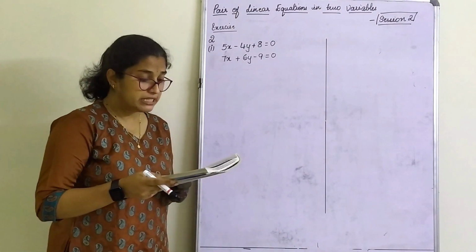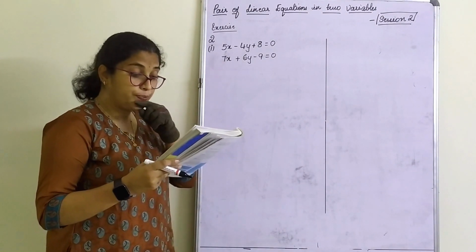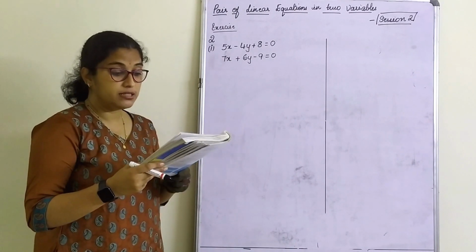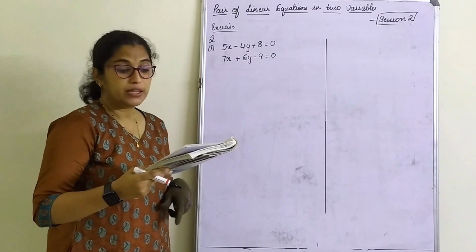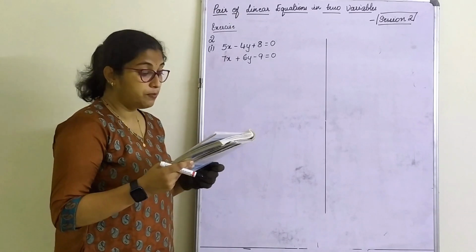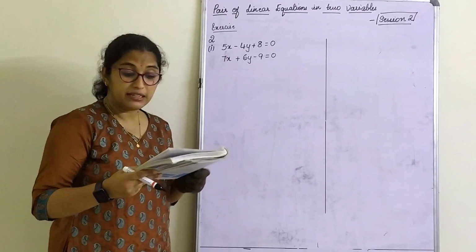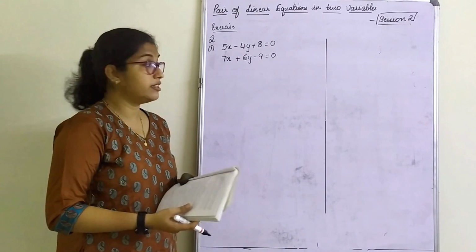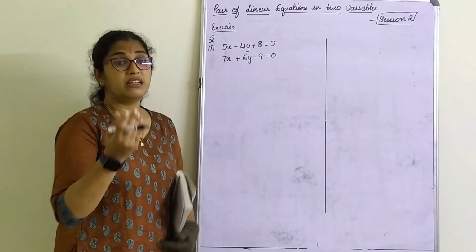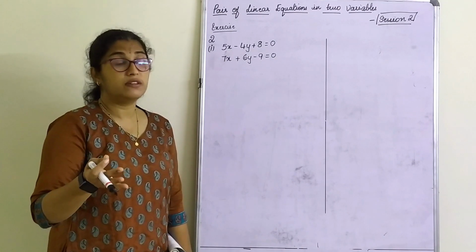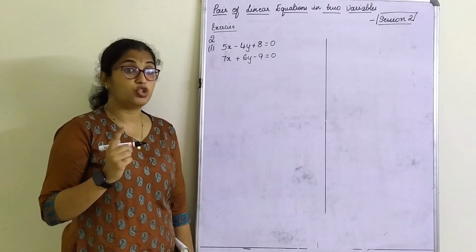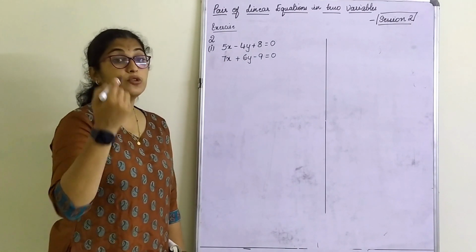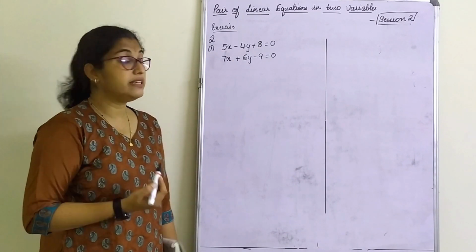Secondly, on comparing the ratios A1 by A2, B1 by B2 and C1 by C2, find out whether the lines representing the following pair of linear equations intersect at a point, are parallel, or are coincident. Now, how do we know whether they are intersecting, parallel or coincident? By comparing the ratios. What ratios? A1, A2, B1, B2 and C1, C2.